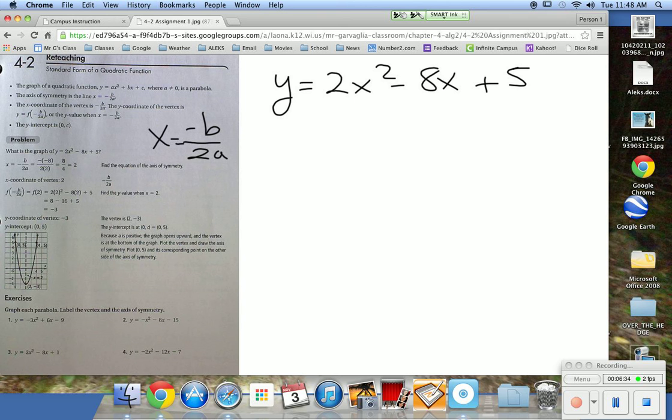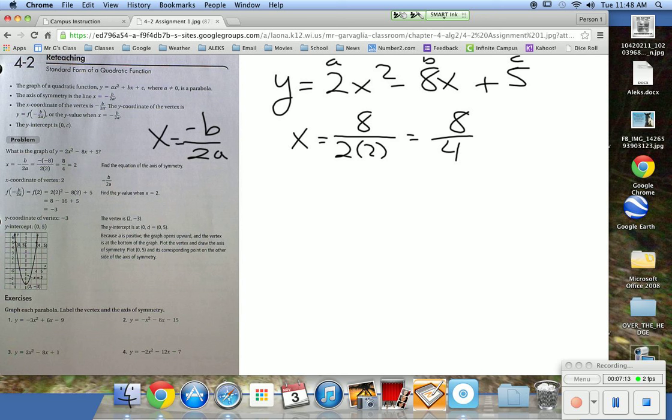So I'm going to figure out what my x value is. My x value for this is going to be negative b, which is 8, over 2 times 2, my a value. Okay? 8. This is my a, this is my b, this is my c. All right?